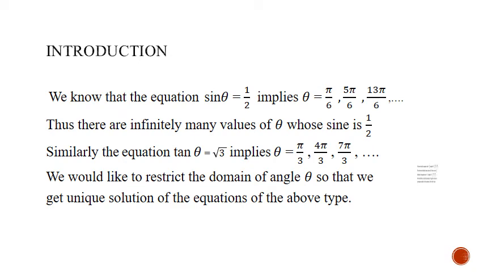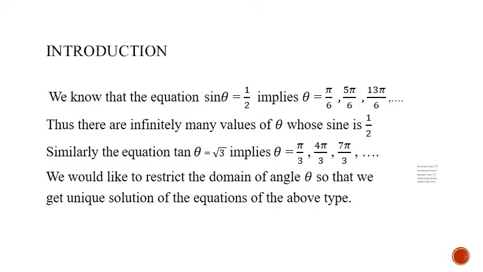Now let's start. We know sin(π/6) = sin 30° = 1/2. Sin(5π/6) = sin 150° = 1/2. Sin(13π/6) = sin 390° = 1/2, etc. So here there are infinitely many values of theta whose sine is 1/2.